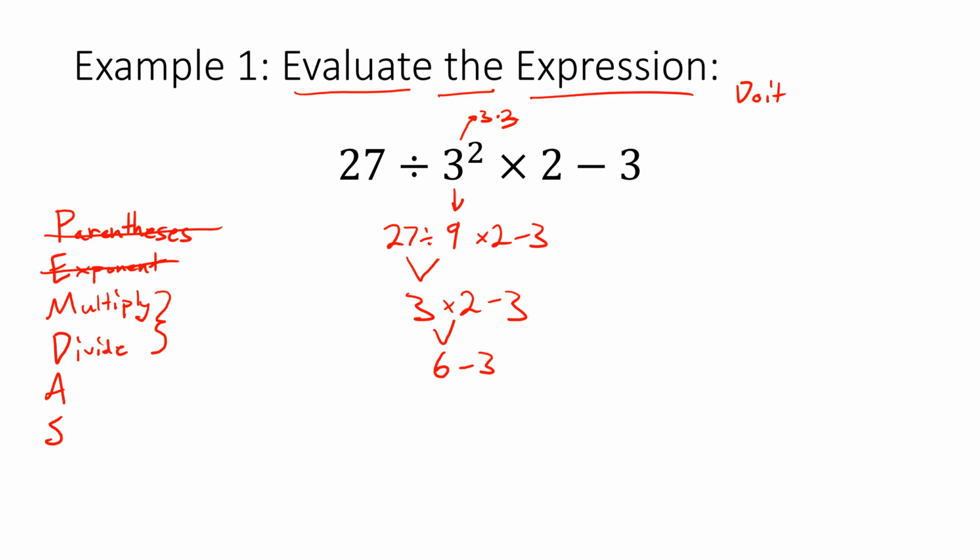Last, I'm left with subtraction. That's no longer a multiplication or division, which tells me I need to move on to the A and the S. And obviously, the A is addition. The S is subtraction. They also come as a pair, meaning as I move from left to right, I'm going to do all the addition and subtraction that I see. In this case, I see 6 minus 3, just the minus, so my final answer is 3.